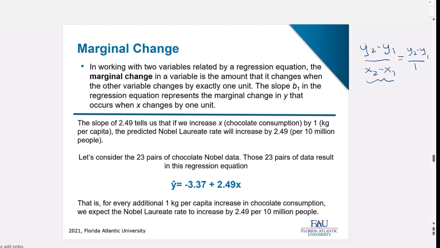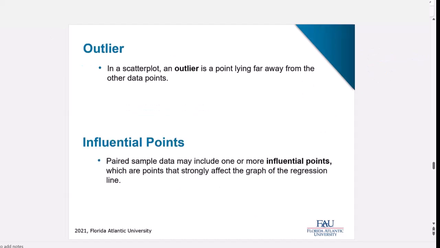The slope of 2.49 tells us that if we eat 1 more kilogram of chocolate, we'll get 2.5 more Nobel laureates, which seems silly, but we do have an equation that fits the points relatively well.